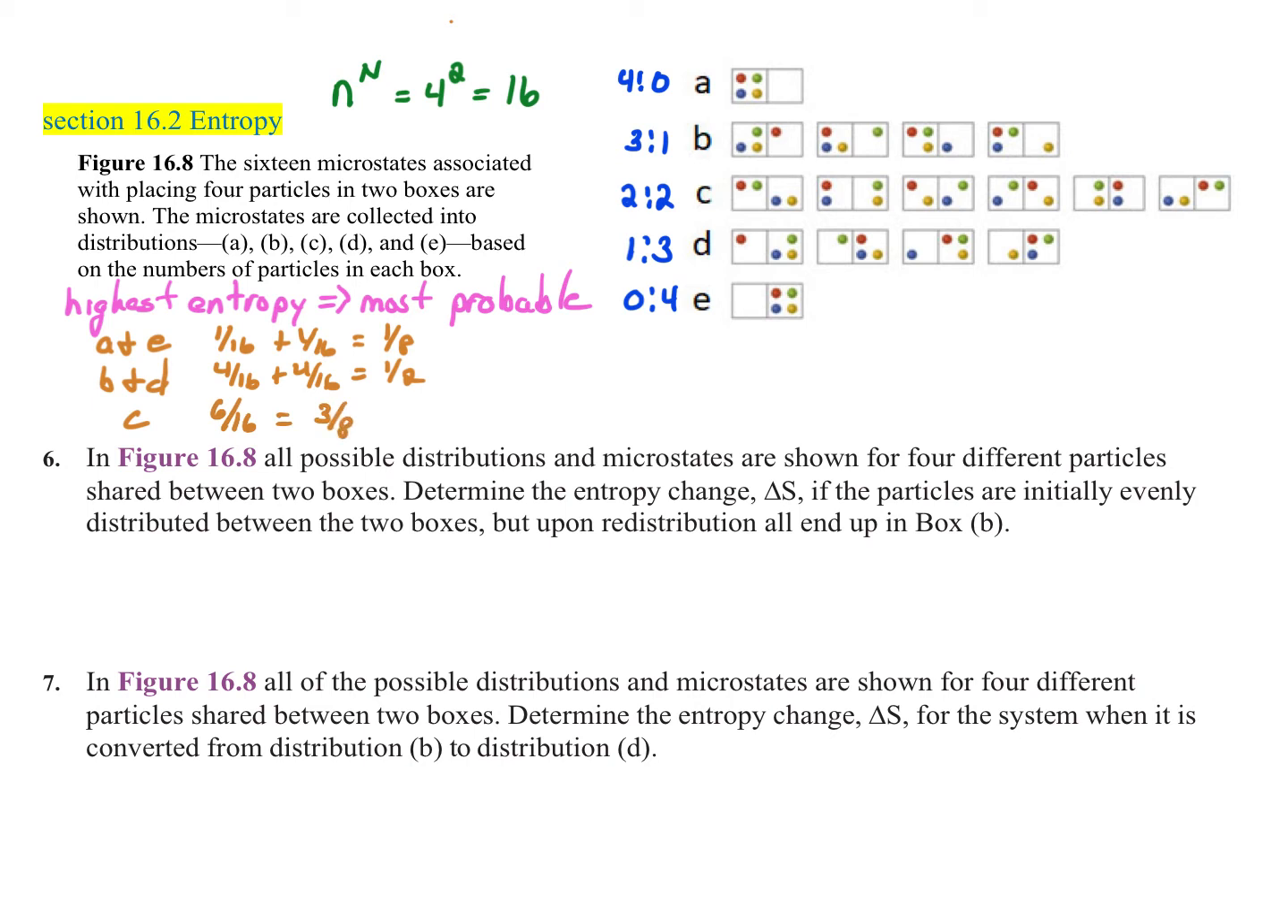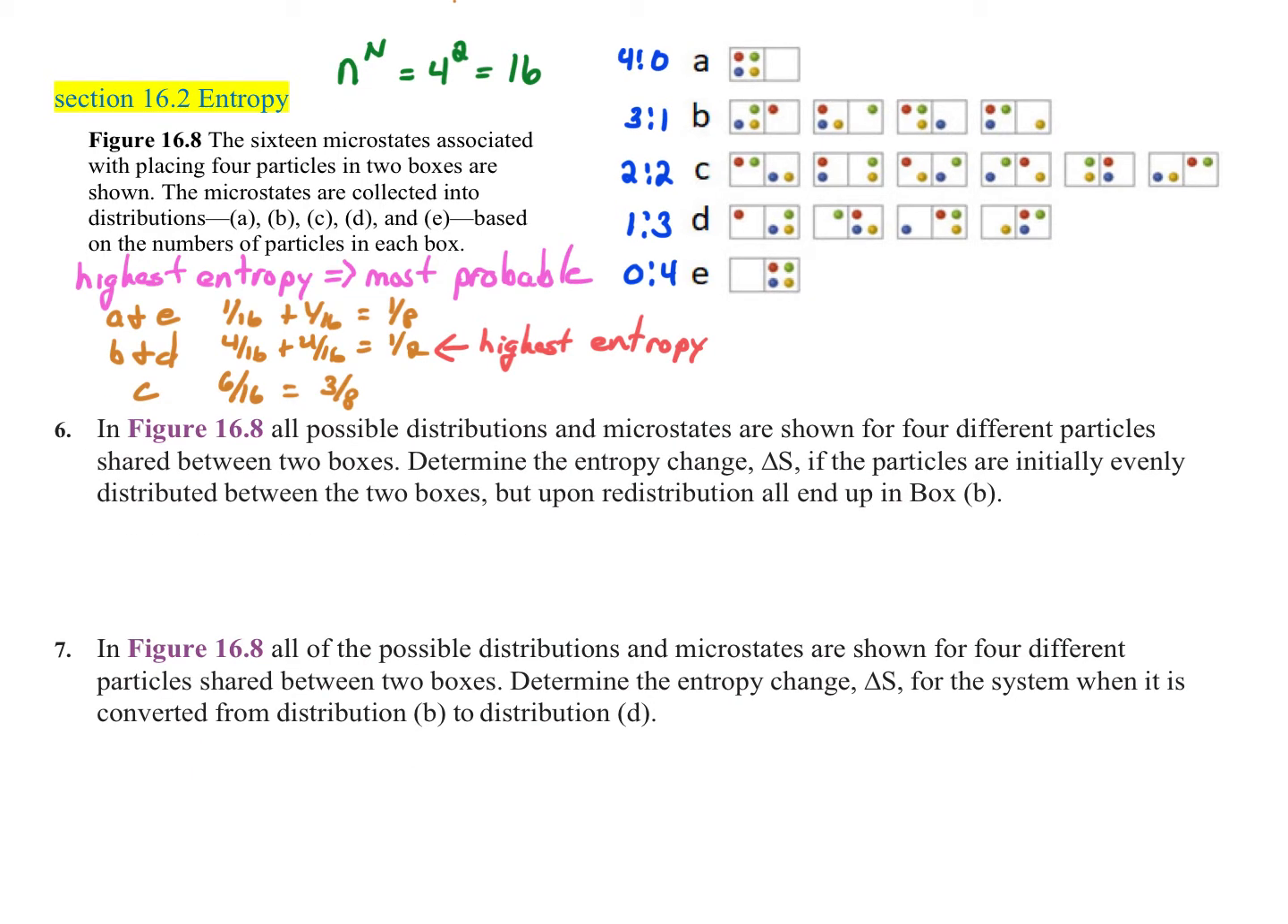So our most probable distribution is 3 particles in one box and a single particle in the other box. So this is our highest entropy situation. It corresponds to the distribution that has the highest number of possible microstates.